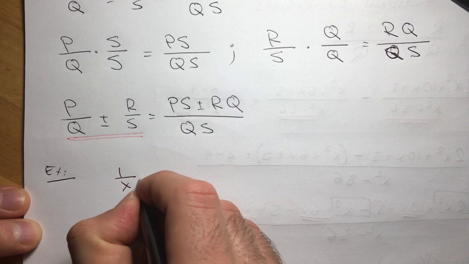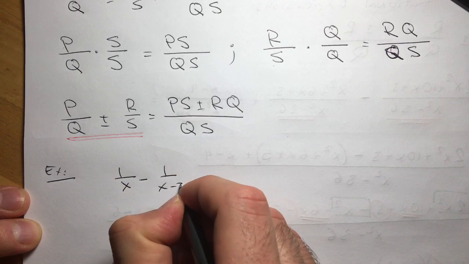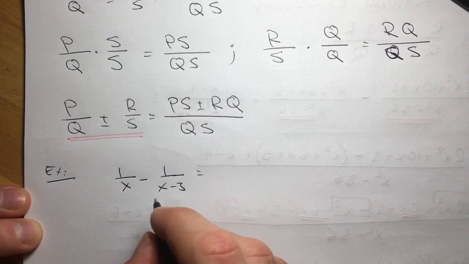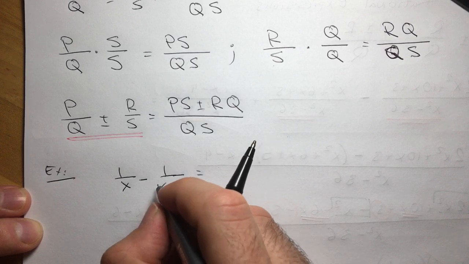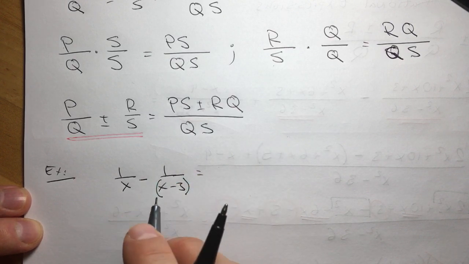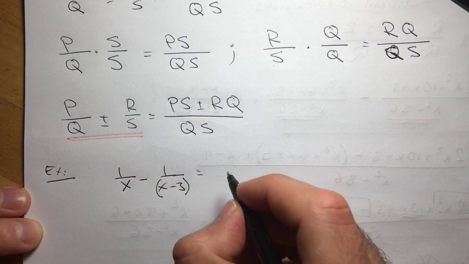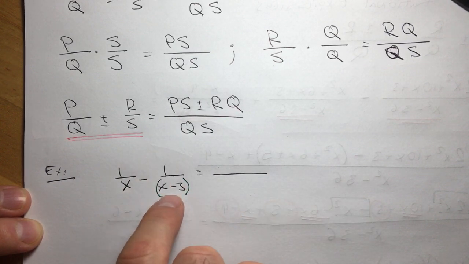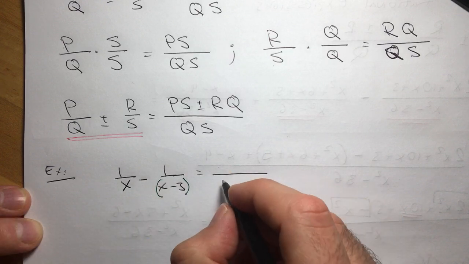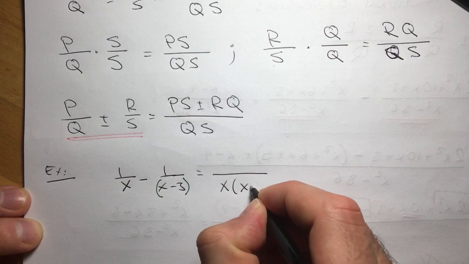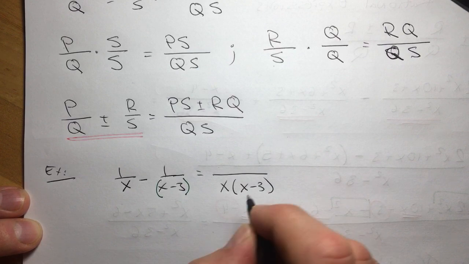Okay, so for example, 1 over x minus 1 over x minus 3. Okay, so be careful. This whole thing is the factor, right? So x by itself is not a common factor. So because these two are relatively prime, the common denominator is going to be x times x minus 3.